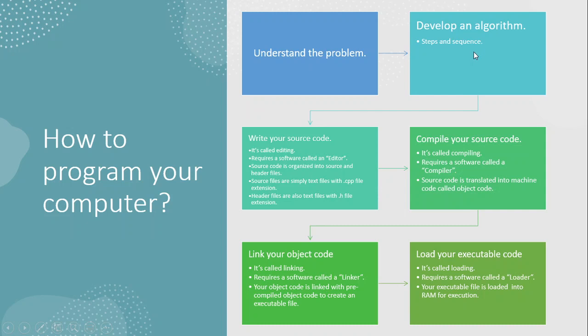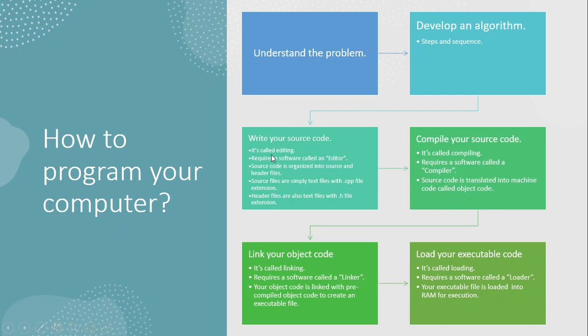What is an algorithm? An algorithm is nothing but a sequence of steps that you need to follow in order to solve a problem. So you must have well-defined steps or operations, and you must specify the sequence in which those operations need to be performed in order to solve that problem. That is what an algorithm is. Once you have an algorithm, then you can start writing your source code. Your source code is basically the high level language code that you write in order to solve the problem.